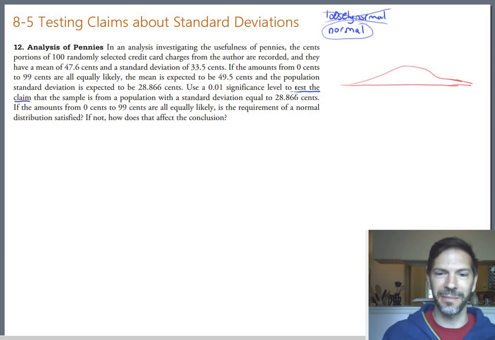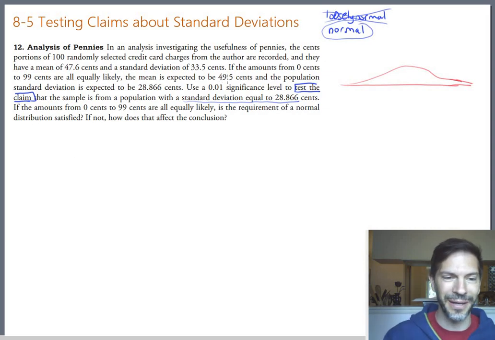are test the claim. Right, so that should set a little bell off in your brain when you read that. So use a 0.01 significance level to test the claim that, and after this, we should be getting the start of what we need to be doing. That the sample is from a population with a standard deviation equal to, okay, so there's the claim. Standard deviation equal to 28.866.